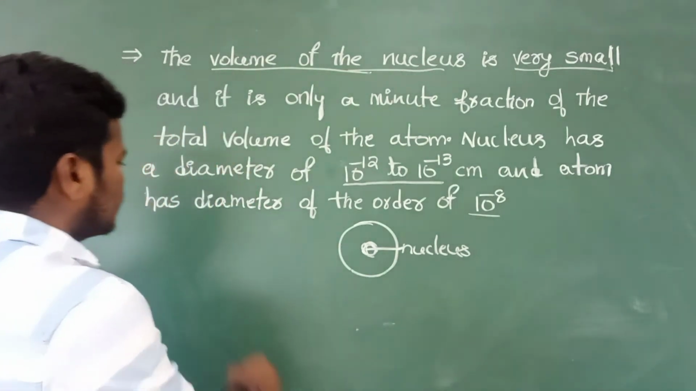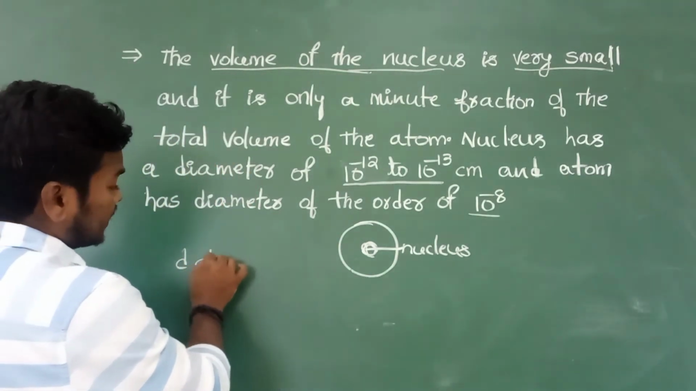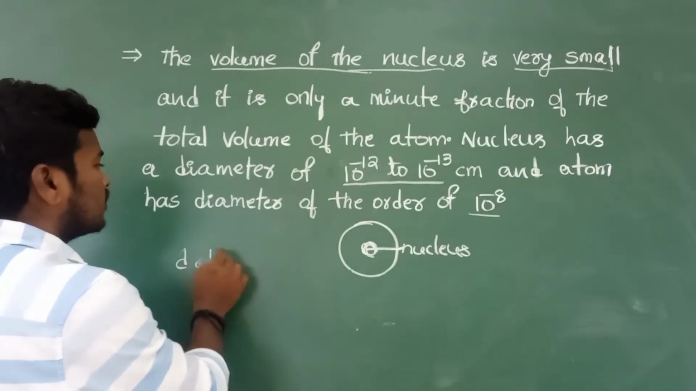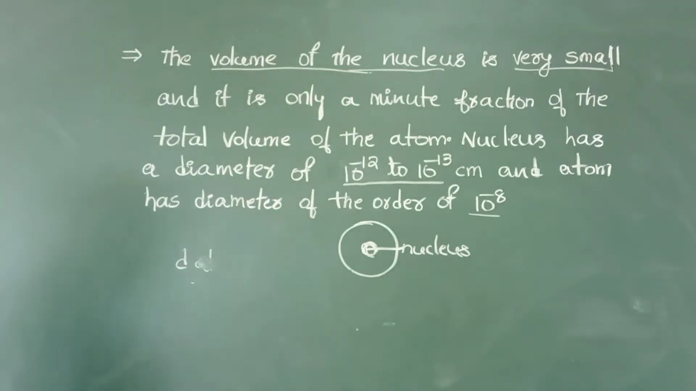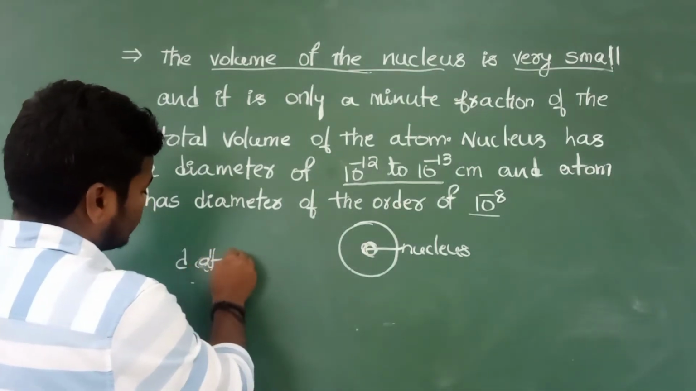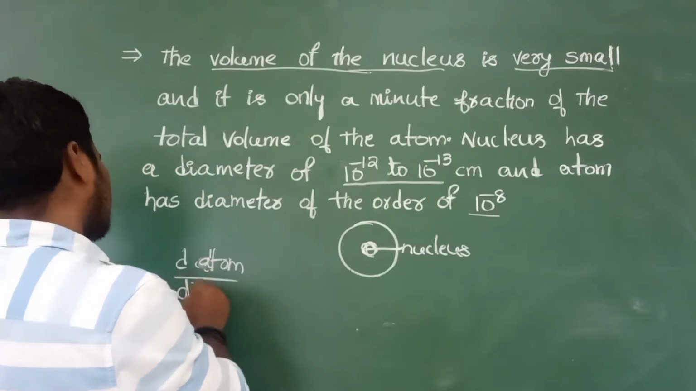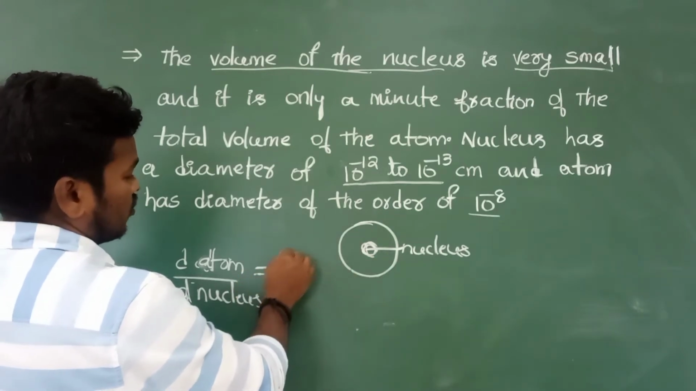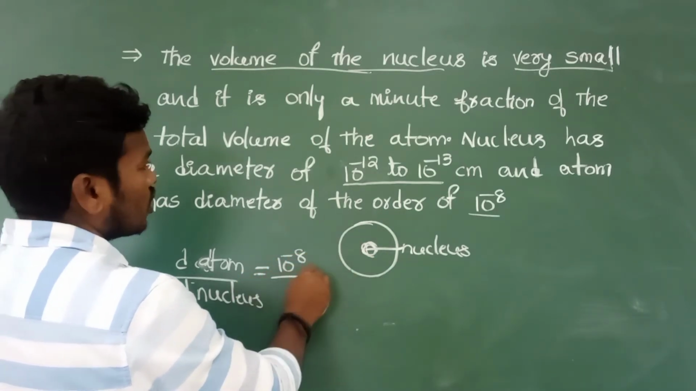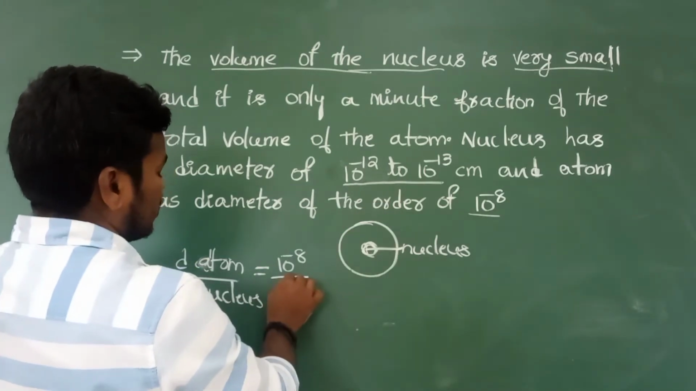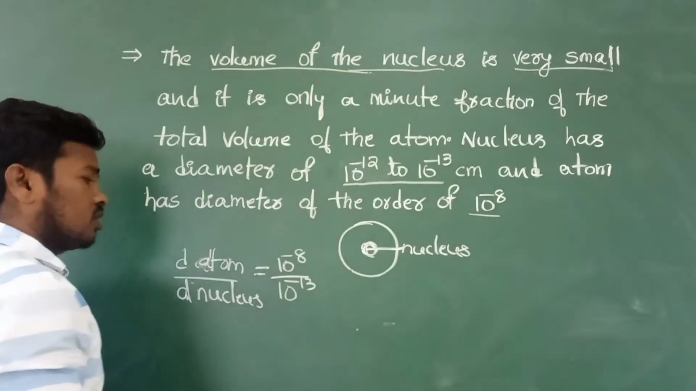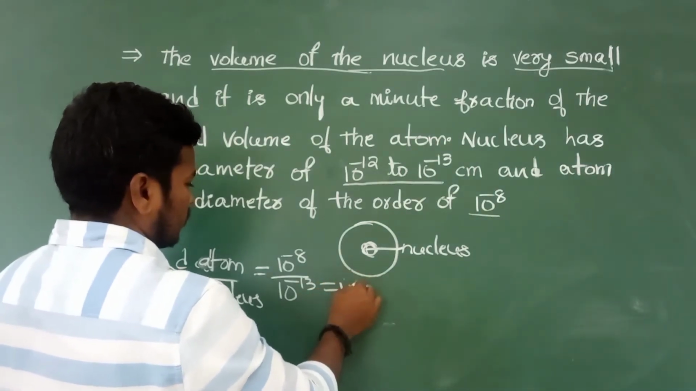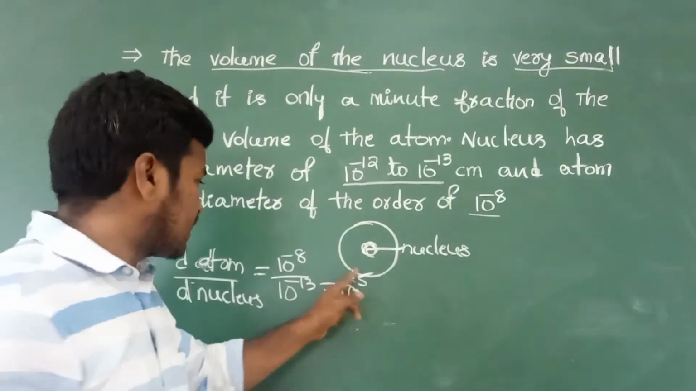So if you take the ratio, how many times the diameter of the atom is greater than the diameter of the nucleus, that is the diameter of the atom upon the diameter of the nucleus. The diameter of the atom is given as 10 to the power of minus 8. The diameter of the nucleus is given as 10 to the power of minus 12 to 10 to the power of minus 13. So you will get 10 to the power of 5 times it is greater.